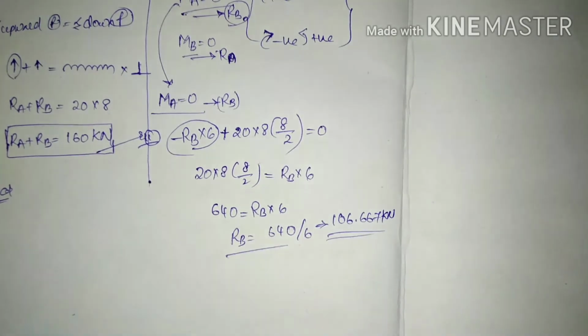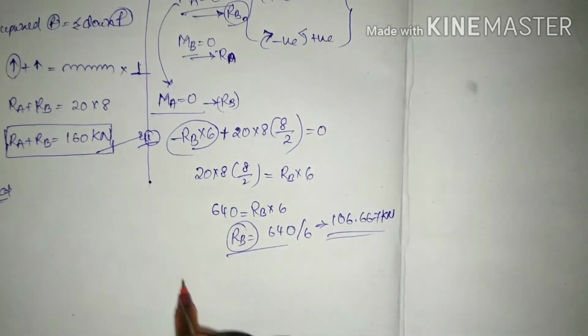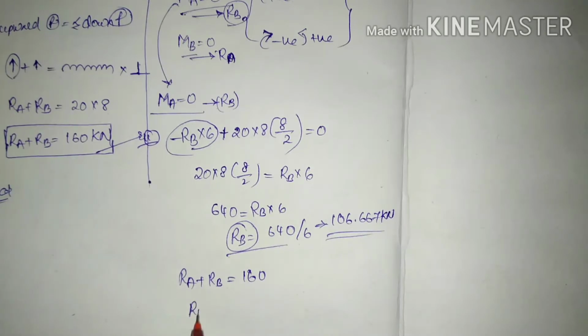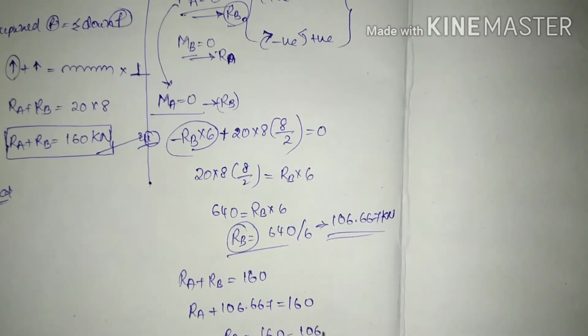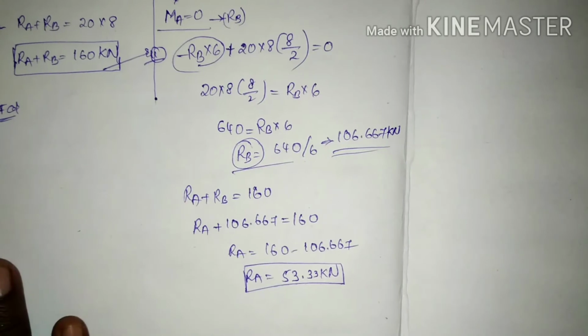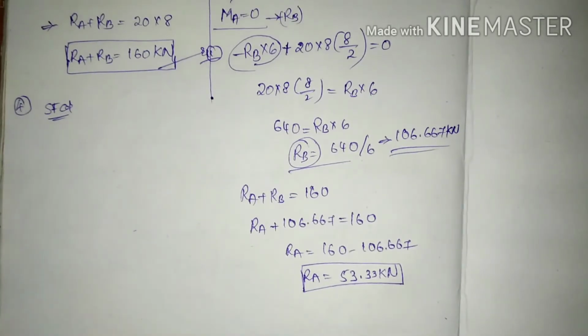Substitute the value of RB reaction in equation 1 to get the value of RA. RA plus RB is equal to 160, RA plus 106.667 is equal to 160, RA is equal to 160 minus 106.667. The value of RA will be 53.333 kilonewtons.